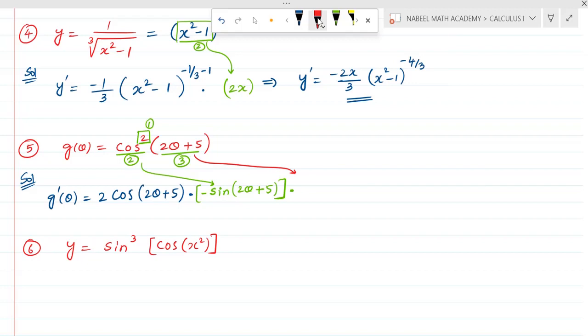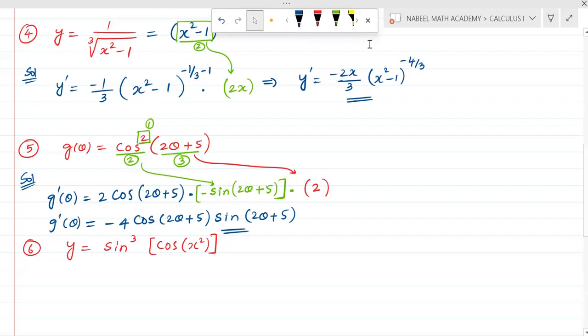When you differentiate inside, 2 theta, theta is here as an x. So the 2x becomes 2, the 5 becomes 0. So therefore, this is the final answer. If you multiply, you will get the minus. You can bring the minus here. It becomes minus 4, 2 into 2, 4, cosine(2 theta plus 5) into sine(2 theta plus 5). So this is the final g prime of theta.